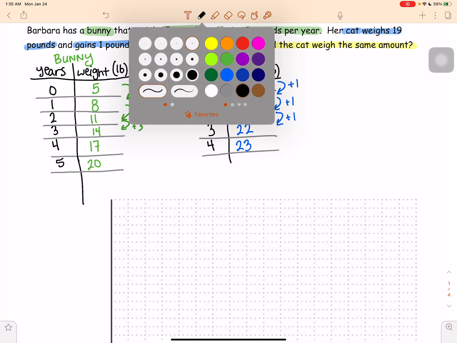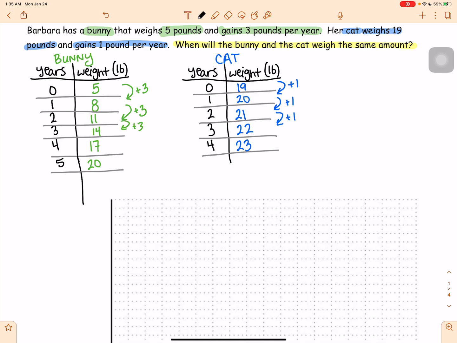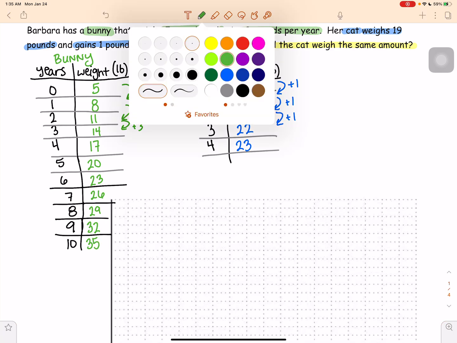Hopefully you paused. Okay, so if I continue to extend this one here a few more years, and I don't know how many, I'm just going to go up to 10 because it seems like it's taking quite a bit, right? So adding 3 every single time, 20 plus 3 is 23, then 26, 29, 32, 35 pounds. Okay, that's way overweight for a bunny. That's like a small child.